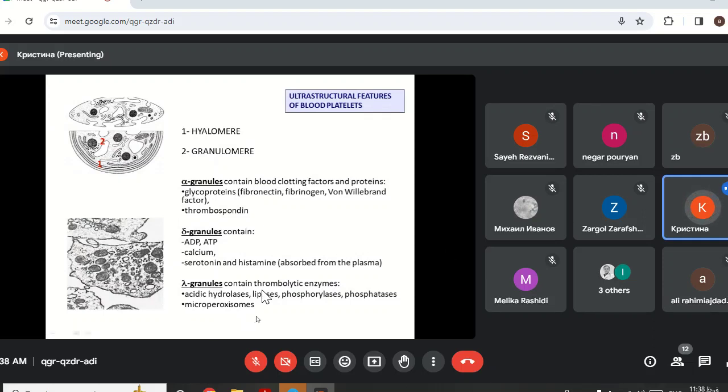And lambda granules contain thrombolytic enzymes. Thrombo means about the blood clot, lytic means for lysis, for breaking down. So these enzymes are needed when the blood clot is not needed anymore, and we should break it down to let the blood flow through the blood vessel. These thrombolytic enzymes include acidic hydrolases, lipases, phosphorylases, phosphatases, and microperoxisomes.